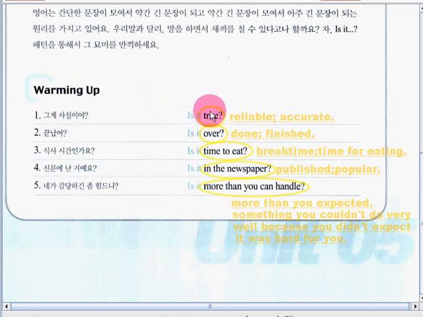Now, let's read the sentences again and please follow me. Is it true? Is it over? Is it time to eat? Is it in the newspaper? Is it more than you can handle?